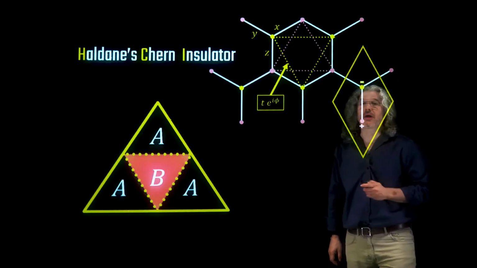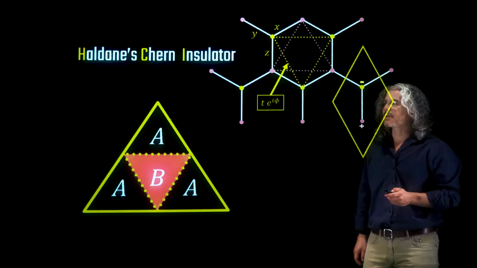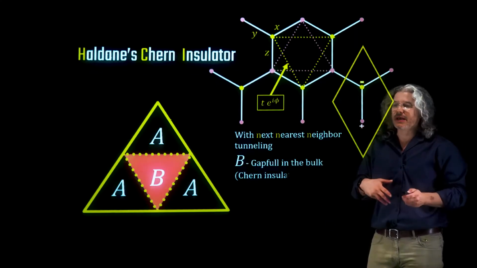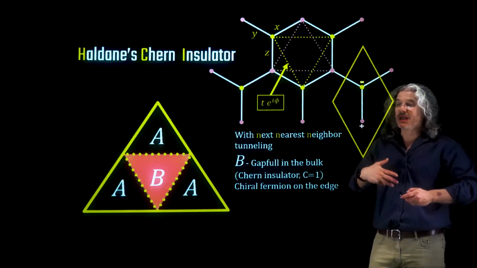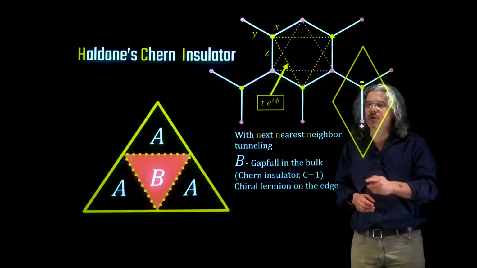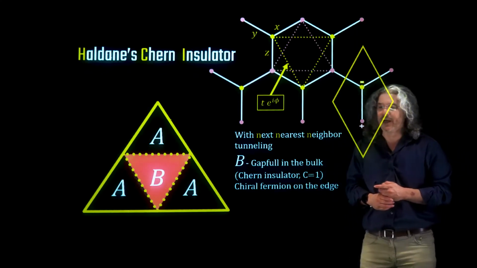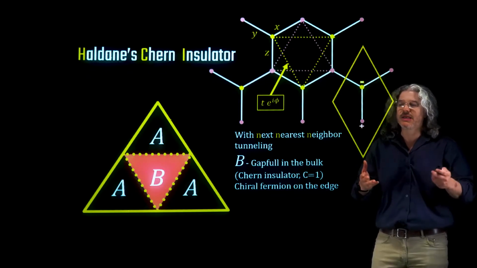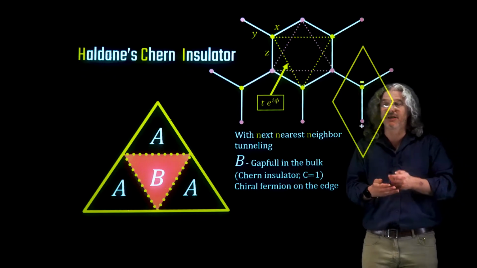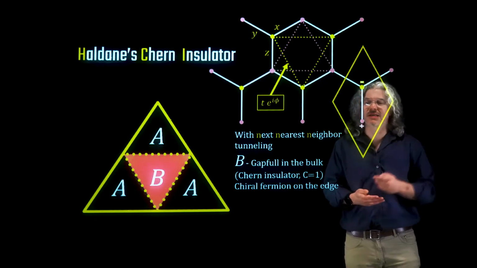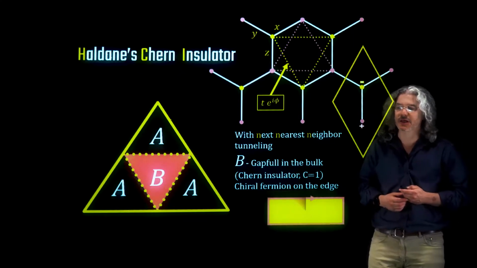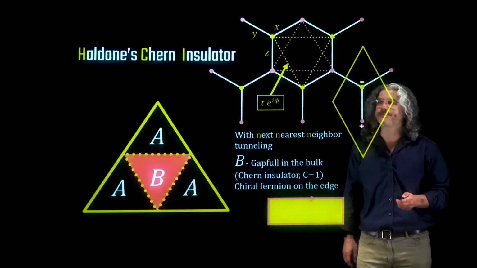So as you heard already in the previous videos, with next nearest neighbors tunneling, the B phase becomes gap full, and we get a Chern insulator with Chern number equal to 1. On the edge of the sample, what happened now is that the system in the bulk is gap full, and there is an edge state, a chiral fermion in this case. So this is the Chern insulator case.